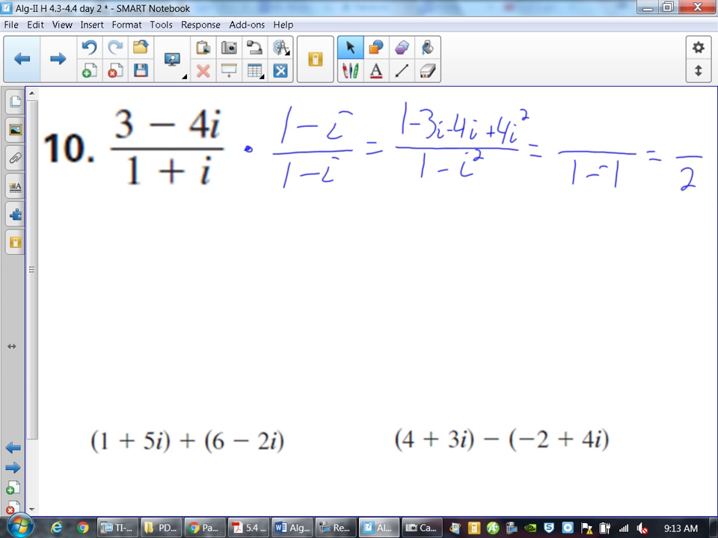Okay. I'm going to bring this down here so I have a bit more space. So that leaves me 1 minus 7i, and then what's 4i squared equal to? Negative 4, very good. Which then gives me the final answer of... Well, it's not the answer, but.